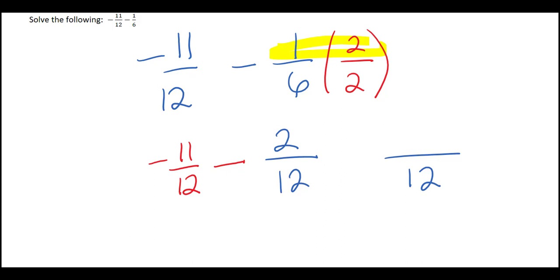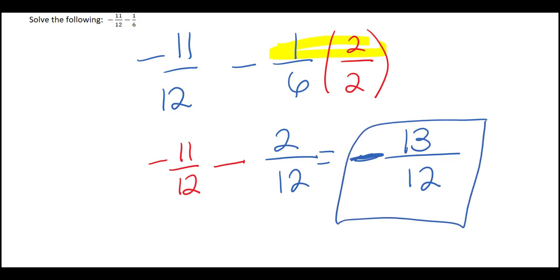I'm going to rewrite this right here because it's going to be negative. So we have negative 11 minus 2, so that's going to be negative 13. So now we have negative 13 over 12 as our solution.